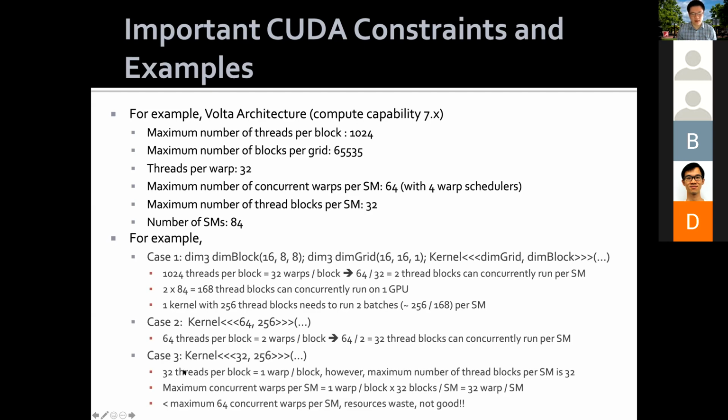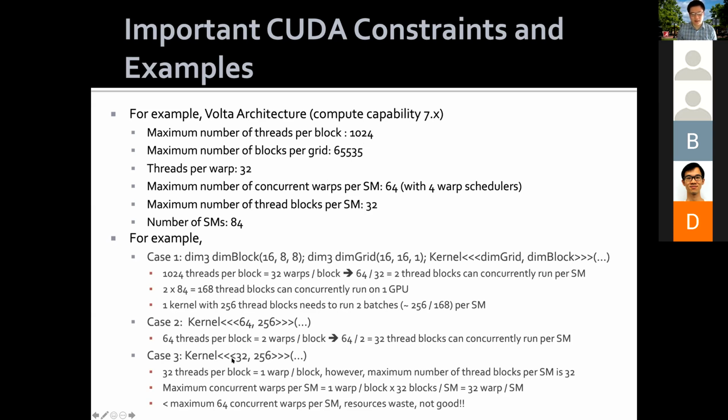For example, in case 3, 32 threads per block means 1 warp per block, okay? However, the maximum number of threads per streaming multiprocessor is much larger than that. That means you don't utilize the streaming multiprocessor very well, and your occupancy is not very high, right? You need to increase the number of threads per block to increase the occupancy. That's why people usually set 512 or 1024 threads per block, right? You want to set threads per block as large as possible. You cannot exceed 1024, but you want to be close to this number.